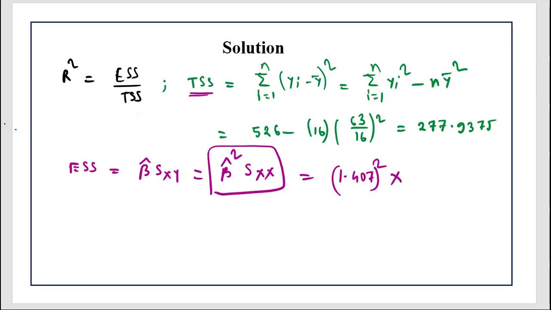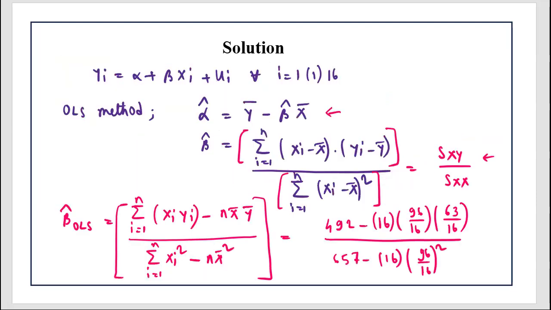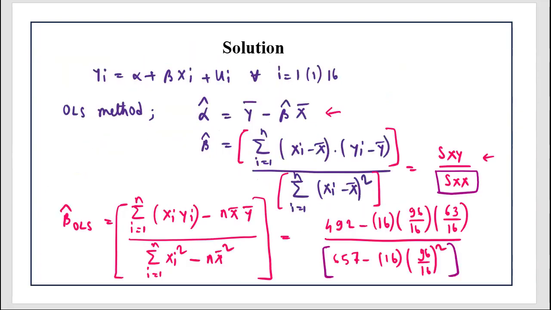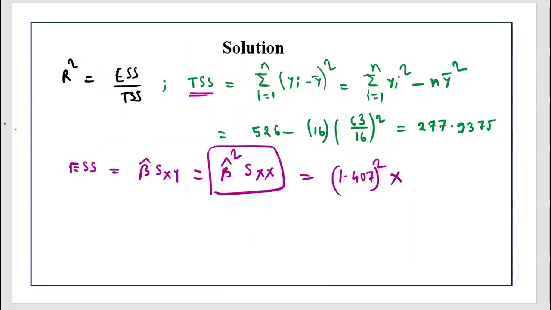And SXX, remember, this was the denominator. What was the value for this? If you see, this was simply 81. You can do the calculation, and you will get that this value comes out to be 81. Now simplify, and you will get 160.3515, something like this, right? This will be the approximate value of ESS.